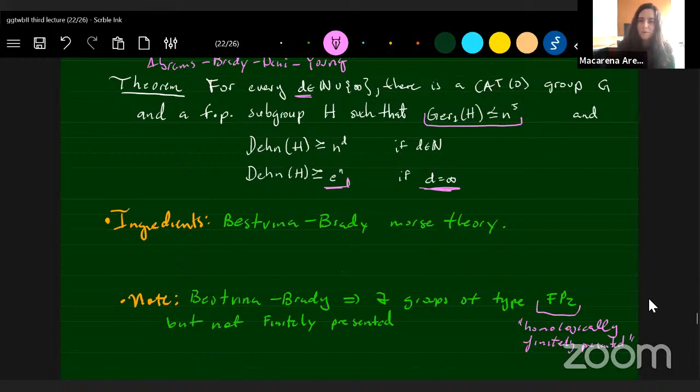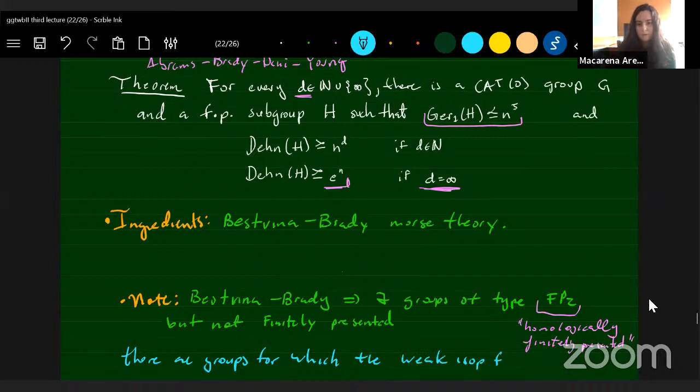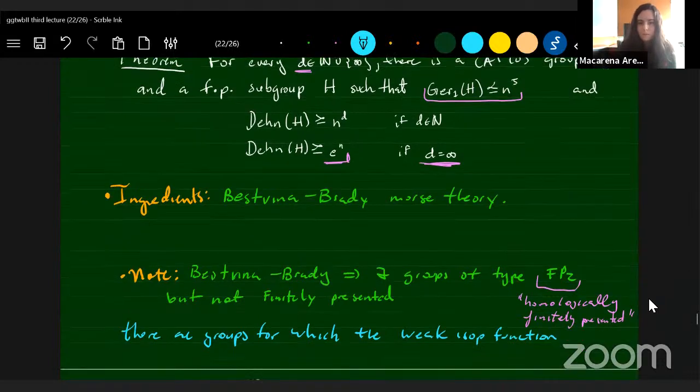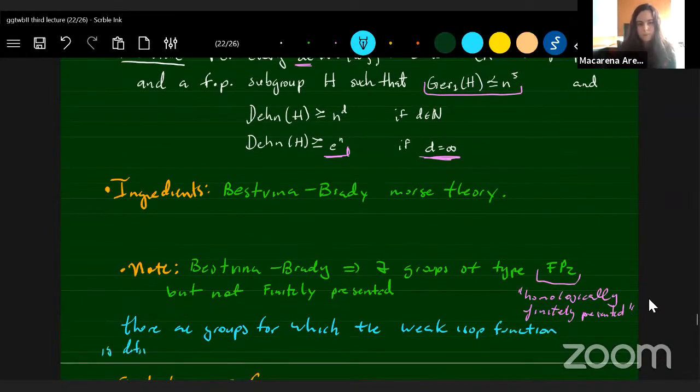And Vezvina and Brady produce examples of groups that are of type FP2, but not finitely represented. And why is this relevant? Because it means that there are groups for which the weak Dehn function, the weak isoperimetric function, is defined, but the classical Dehn function is not. So the weak Dehn functions are defined for larger classes of groups.